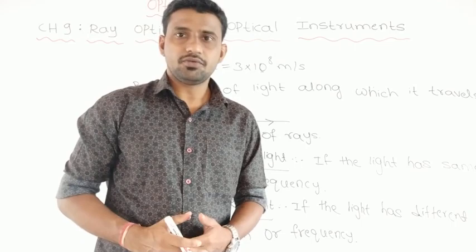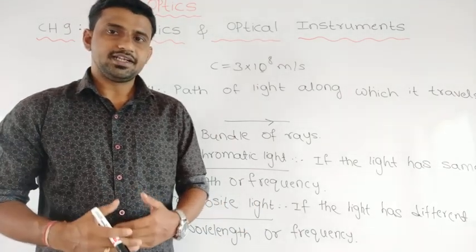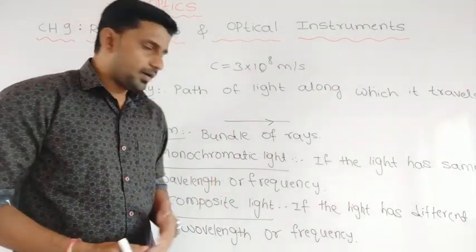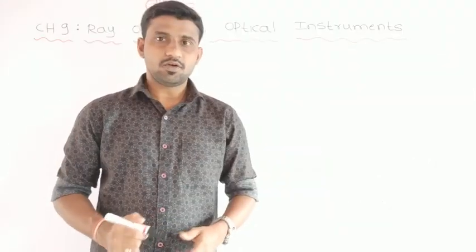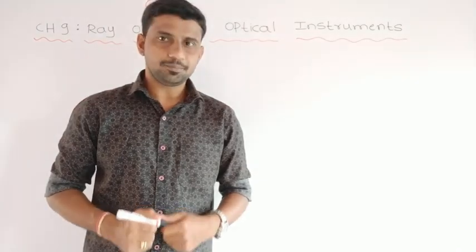So on the basis of frequency or wavelength, light is classified as monochromatic light and composite light. Now let us discuss the optical medium.